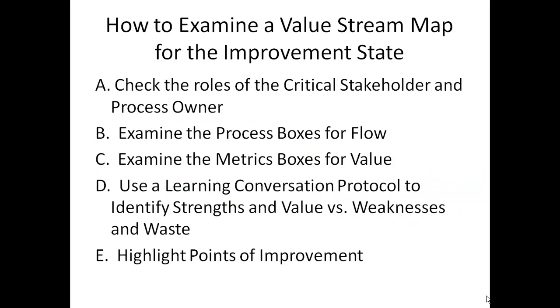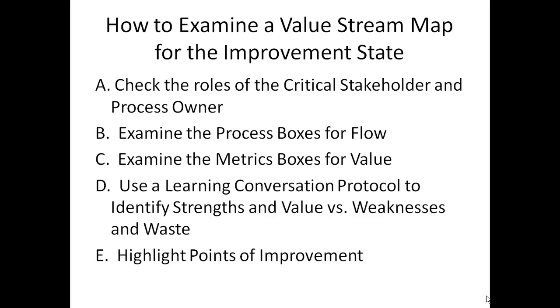Okay, now that we have the current state, we're ready to move into a value stream map for the improvement state. There's a few steps to go through. First of all, we need to check for the roles of the critical stakeholder and process owner. What roles are they playing? Could we change things up? Is the critical stakeholder fulfilling the right kind of role, the process owner, and so on? The next thing is that we're looking at those process boxes. What's happening? Does it flow together? Does it make sense? And also, what about the metrics on those process boxes? We check those for value.